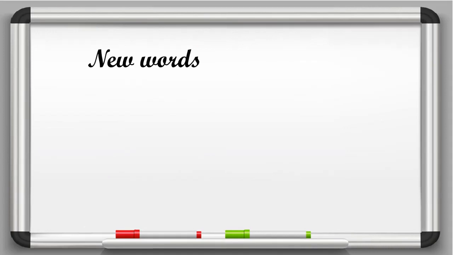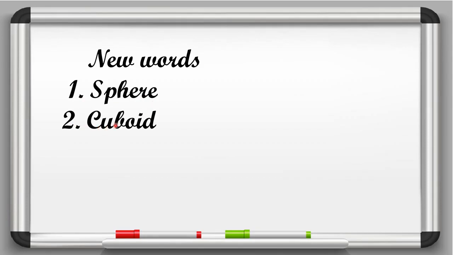Now, beta, we will learn some new words. Okay, so let's start. Number 1, that is sphere. What is the spelling of sphere, beta? S-P-H-E-R-E. Sphere. All of you speak with me. S-P-H-E-R-E. Sphere. Now, number 2. Cuboid.